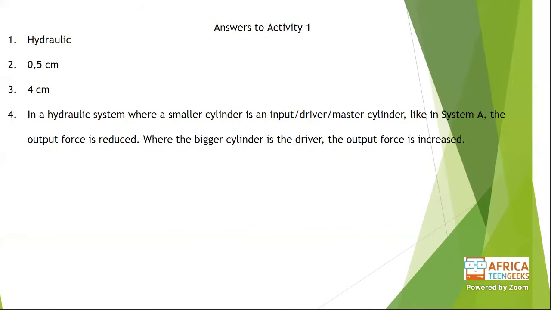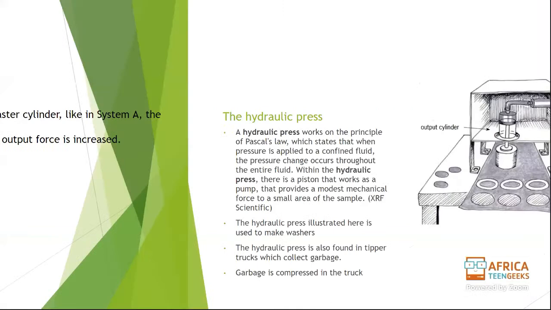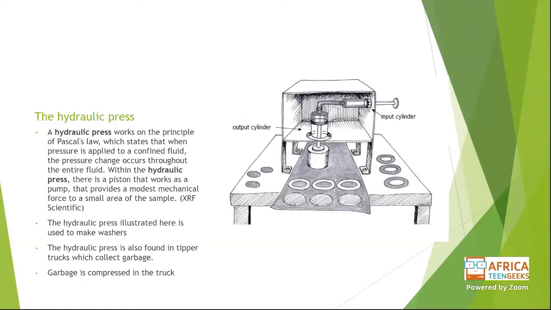Now, I want us to have a look at the application of what we have been learning about hydraulic systems, but looking at syringes, because syringes are only modeling the real world. I want us to look at real hydraulic systems, like real hydraulic machines. Look at this one. This is called a hydraulic press. There are different functions of a hydraulic press, they depend on the application. So this one, its function is to make washers, these washers that you see here.